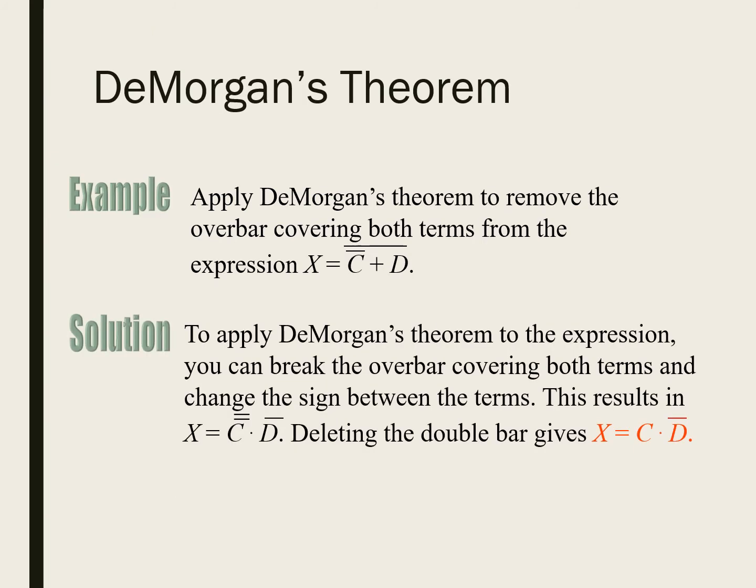Here is an example for De Morgan's theorem. Apply De Morgan's theorem to remove the overbar covering both terms from the expression X is equal to (C bar plus D) the whole bar. To apply De Morgan's theorem, you break the overbar covering both terms and change the sign between the terms. This results in X is equal to C bar bar dot D bar. Deleting the double bar, that is, when you have two bars, they just get deleted, and it becomes X is equal to C dot D bar.